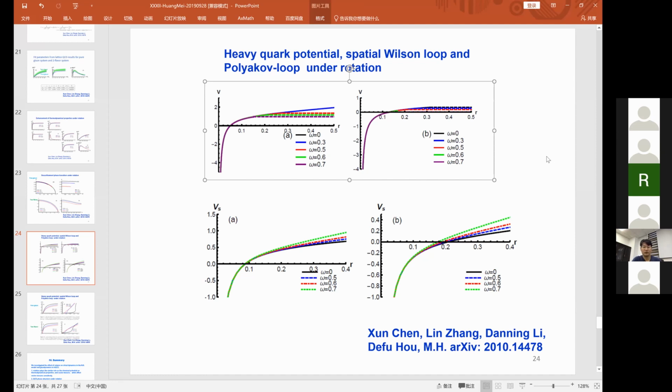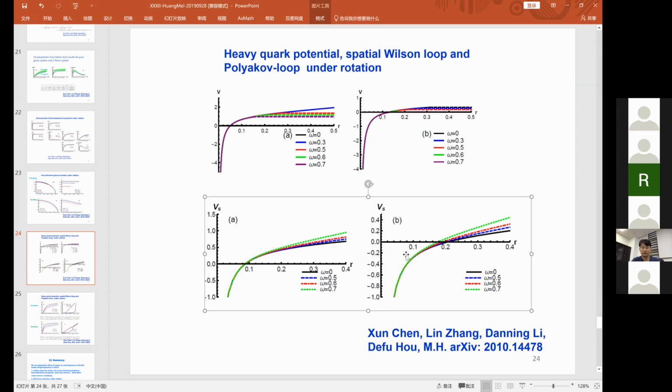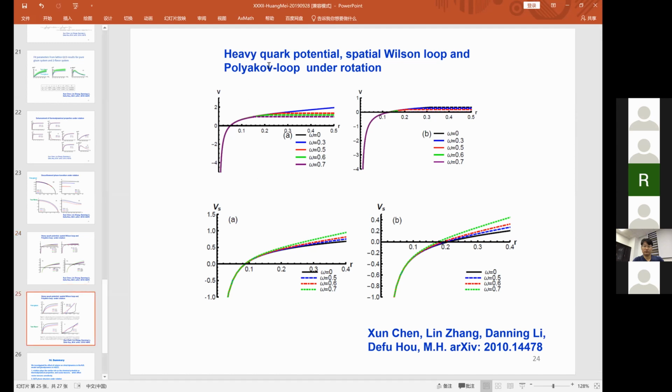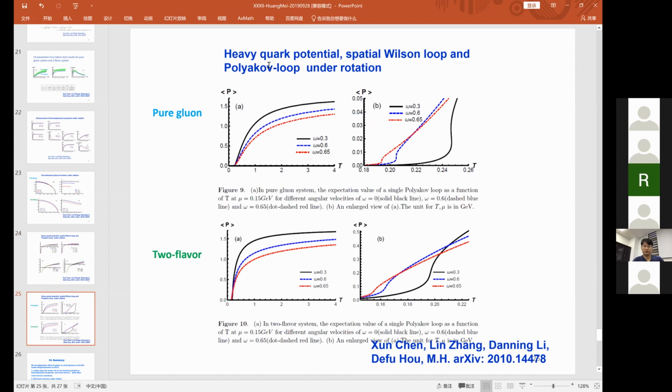But I have no idea about that. Yeah, okay. This is for screening, this is the zero component of this Wilson loop, and this is the spatial part of the Wilson loop. So they are different physics. One is for the electric part, and one is for the magnetic part. When we talk about the deconfinement phase transition, we are talking about the Polyakov loop part, basically the zero component of the Wilson loop.